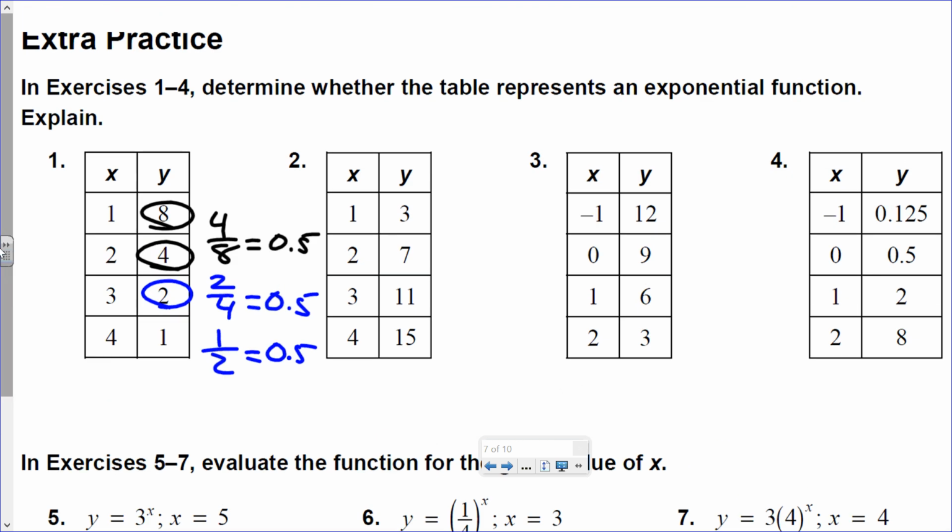Therefore, look at the question. Determine whether the table represents an exponential function. Is number 1 exponential? Yes, because all these have the same ratio. The second to the first is 0.5. The third to the second is 0.5. The fourth to the third is 0.5. So for number 1, go ahead and put yes. Same ratio.